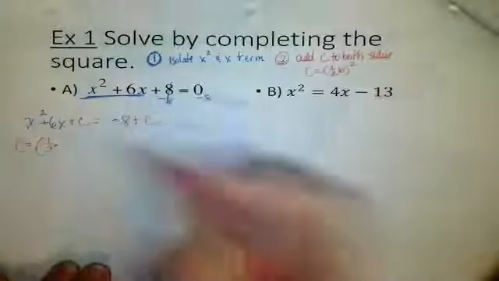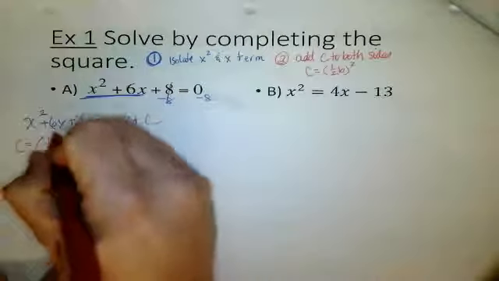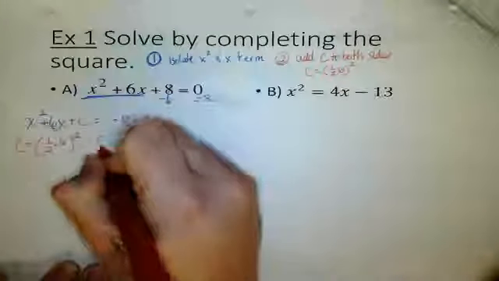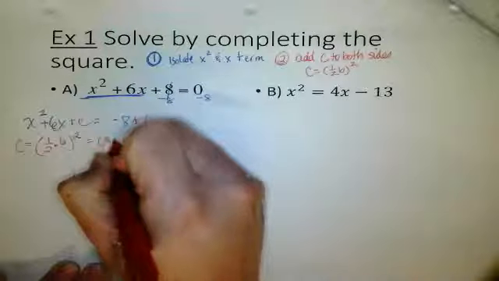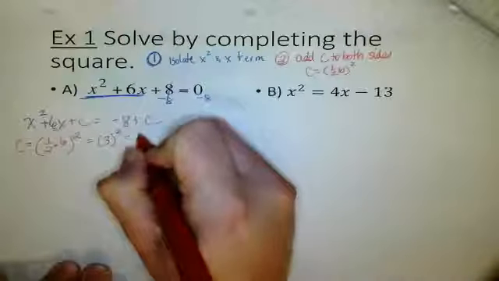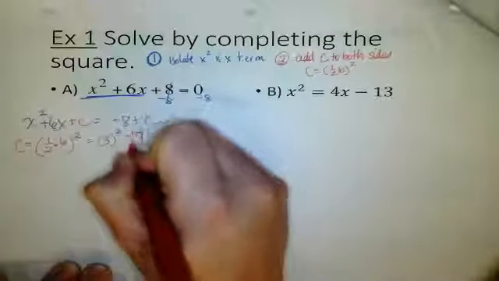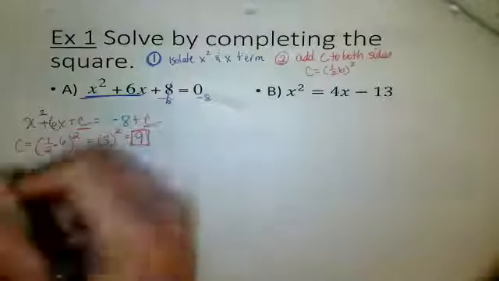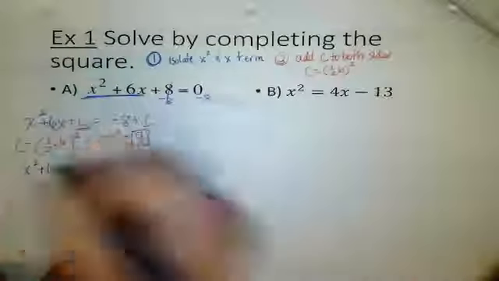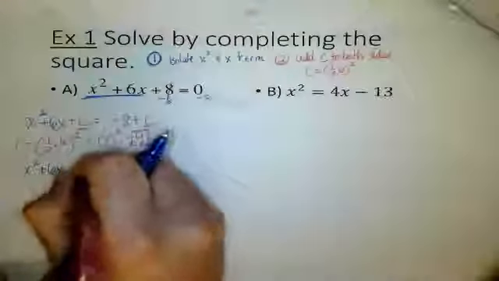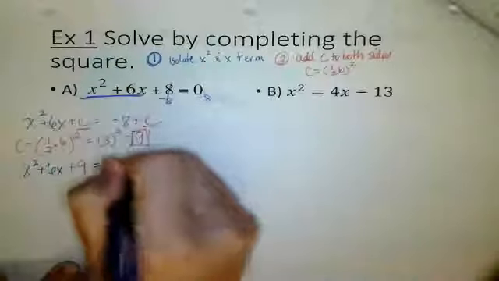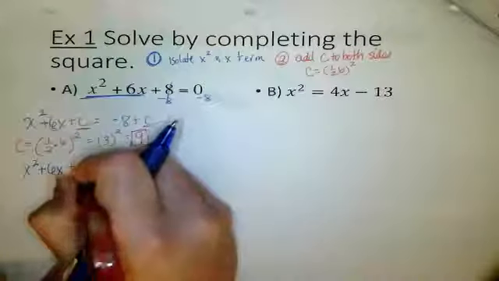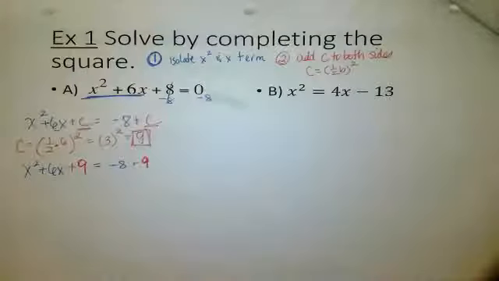It's 1/2 of, what's our B value? 6. 1/2 of 6, quantity squared. What's half of 6? 3. And what is 3 squared? 9. So we figured out our C, and we're going to go ahead and plug it back into our equation. So we have x squared plus 6x plus 9 equals negative 8 plus 9. So we're putting that value for C back into our equation.